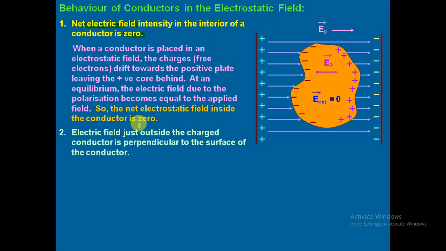The second property is that the electric field just outside the charged conductor is perpendicular to the surface of the conductor. In the first property we have seen that inside the conductor the electric field is 0, but outside the conductor the field is not 0. A field would be there because charges are there on the conductor. So what is the direction of the electric field just outside the conductor? The direction of the electric field would be perpendicular to the surface of the conductor.